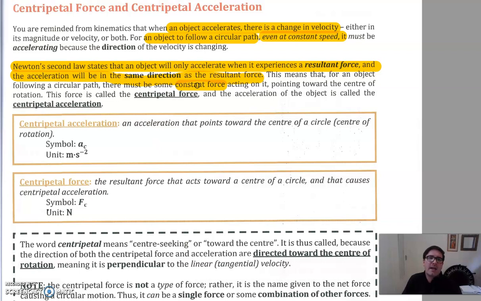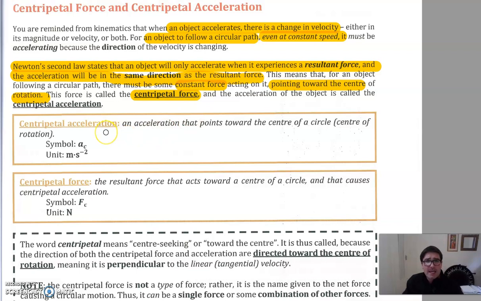And in which direction is that force? Now, if you think of the example that I used in the previous lesson, where we had a bunch of keys tied to a string and we were swirling that around, it's the tension in that string that is keeping the keys in the circular path. And that tension is actually drawing the keys inwards. So therefore, the direction of the force is towards the center of the rotation. And that is what centripetal means as well. It means center seeking, towards the center.